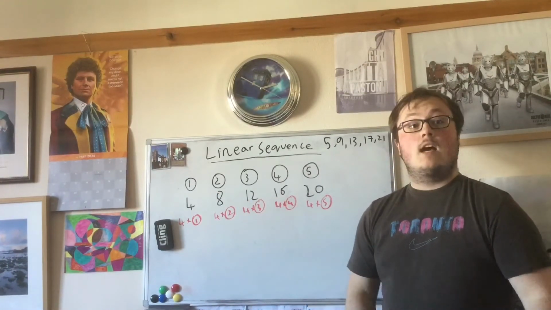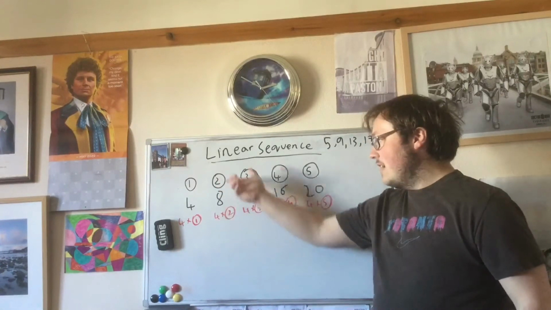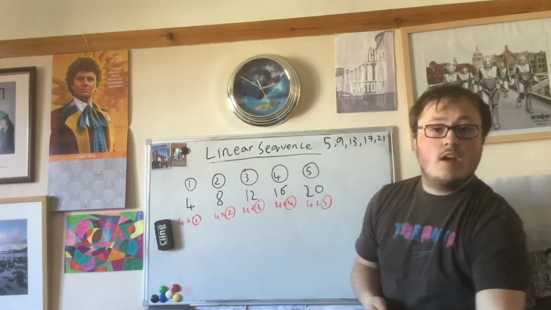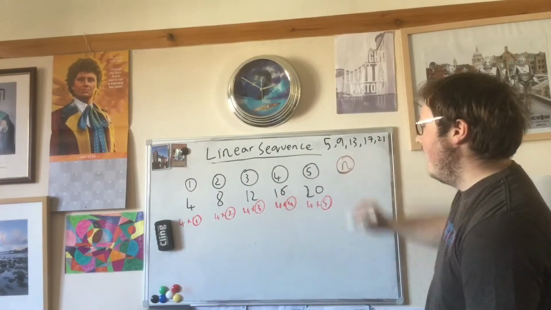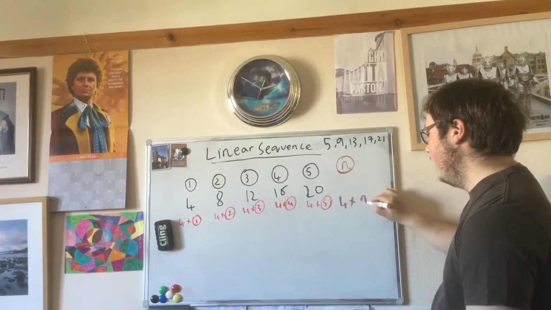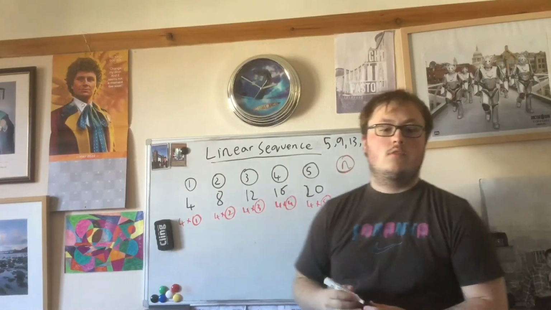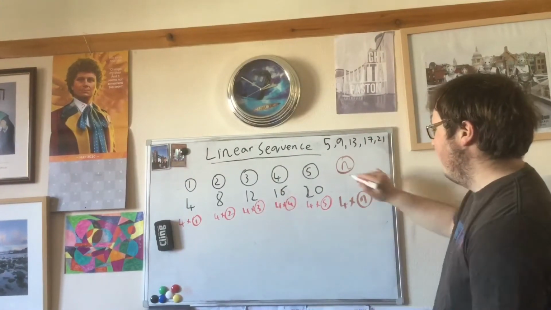So for the first term, it's 4 times 1 to get us 4. 4 times 2 to get us 8. Okay? So, how do we find the nth term, term n? Well, you just times 4 by n. Because that's what you're doing to all the others. And that will get us 4n.